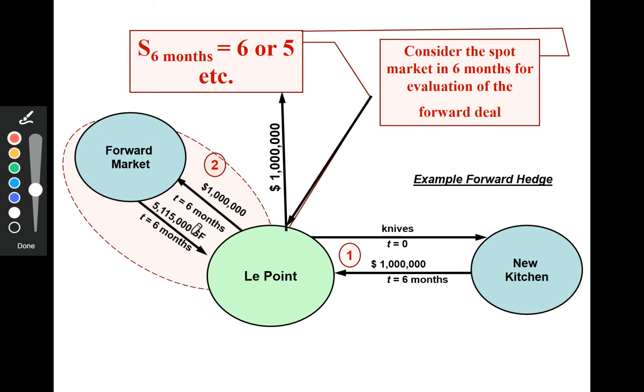We made a gain. Of course, we may not be so lucky, and 6 months from now, Swiss francs can be 6 or some other rate. Let's consider 6 Swiss francs per dollar. Then we have to give 6 million Swiss francs to the spot market and get ourselves $1 million, hand the $1 million to the forward bank, and they give us 5,115,000 Swiss franc, and we have 885,000 Swiss franc losses because of this.